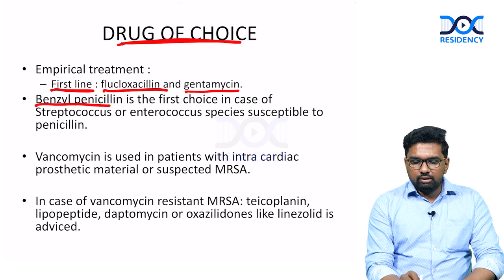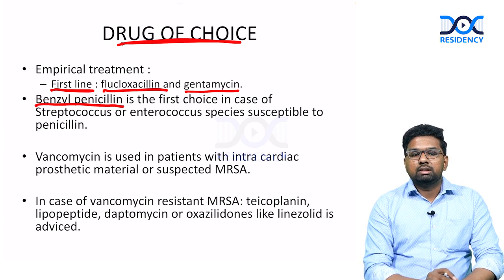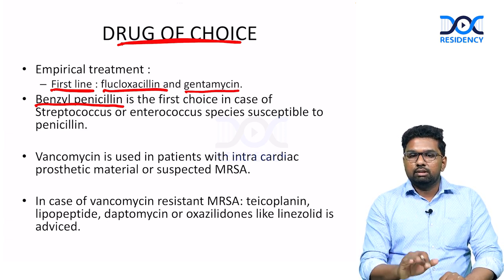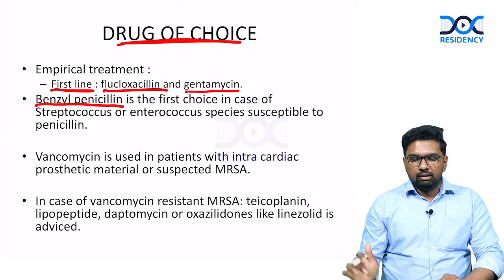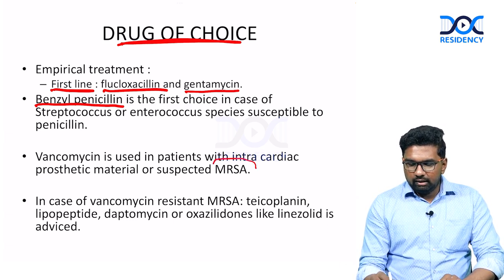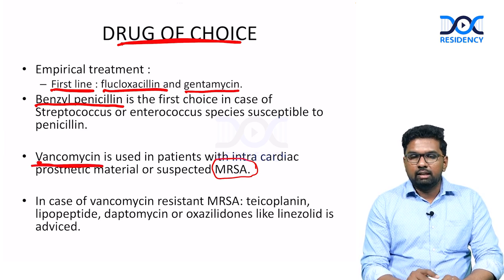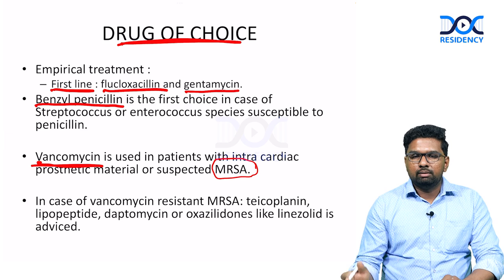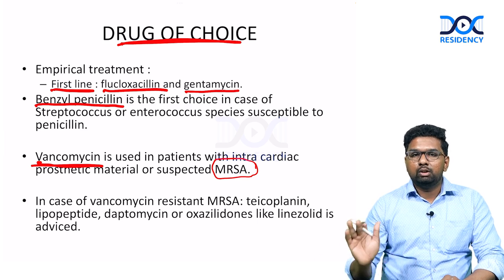Benzyl penicillin is the first choice of drug if the streptococcus or enterococcus species are susceptible to penicillin. In case of MRSA, that is methicillin resistant Staphylococcus aureus, we should go with vancomycin, a higher antibiotic. If the patient is affected by infective endocarditis and the causative organism is resistant, or is MRSA, that is methicillin resistant Staphylococcus aureus, we can go for vancomycin.